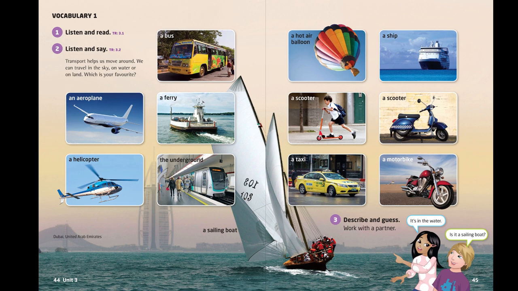Track 3.2. Activity 2. Listen and say. A bus. We get the bus to school. An aeroplane. Can you see an aeroplane in the sky? A ferry. Look at all the cars on the ferry. A helicopter. That helicopter is really loud. The underground. Let's get the underground to the museum. A sailing boat. That sailing boat is fast.